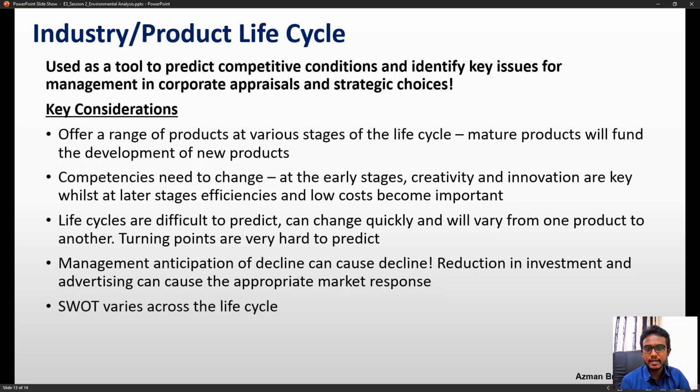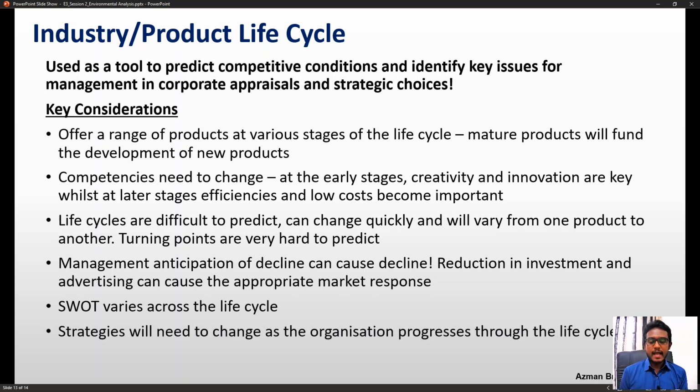And the SWOT varies across the life cycle: introduction, growth, maturity, and decline. At each of these stages, the SWOT elements, the strengths, weaknesses, opportunities, and threats, vary differently, right? They behave completely differently. These are the key considerations as far as using the life cycle is concerned. And ideally, because of all this, strategies will need to change as the organization progresses through the life cycle.